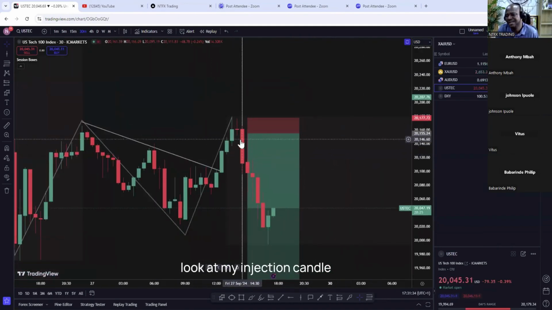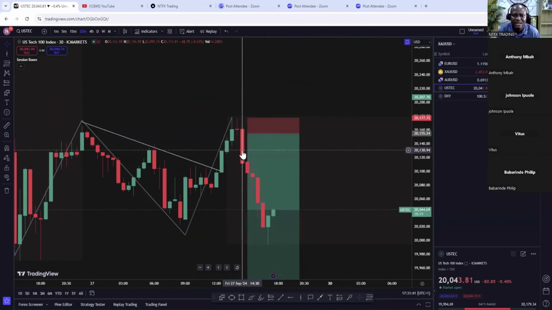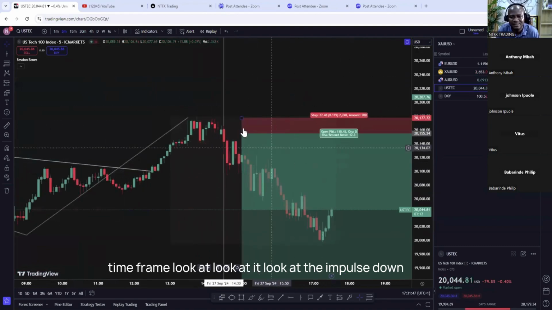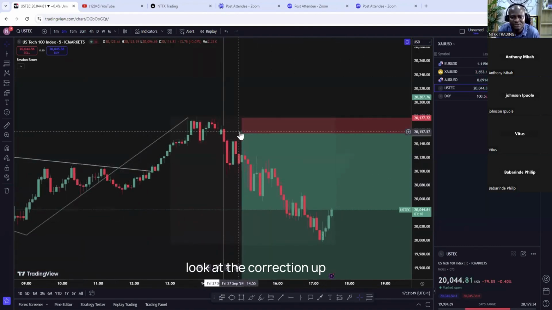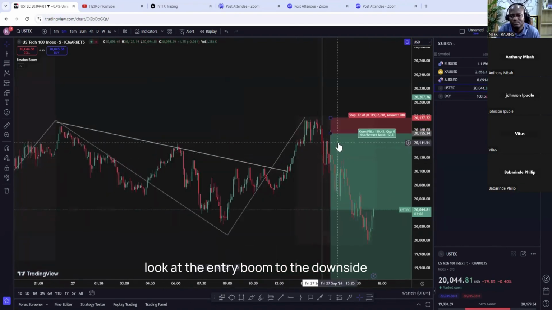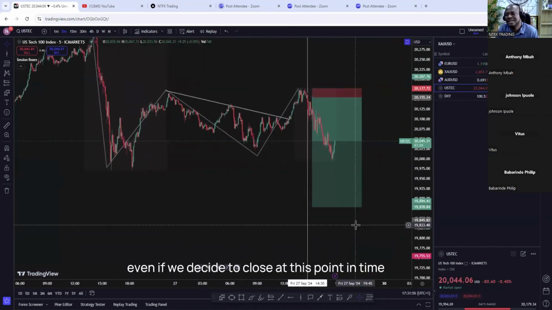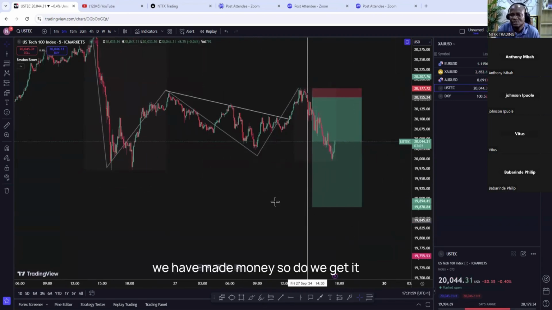Look at my injection candle. You can see that the injection candle is not weak at all. It's very strong and powerful. And that will form the impulse of my entry time frame. Look at it. Look at the impulse down. Look at the correction up. Look at the entry. Boom, to the downside. Even if we decide to close at this point in time, we have made money. So do we get it now?